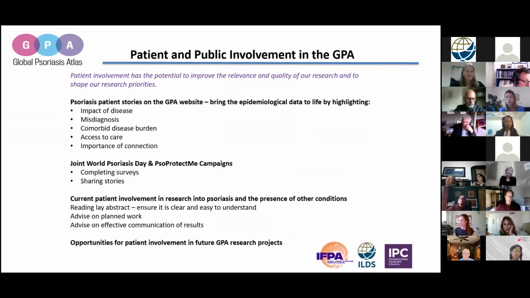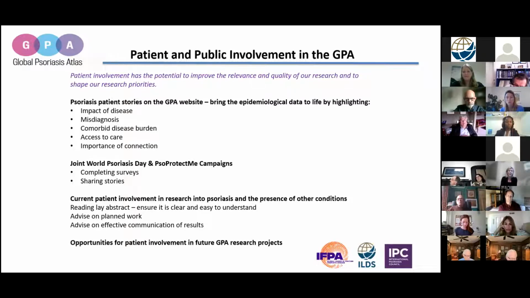Okay, so I think this is really clear that patient involvement has the potential to improve the relevance and quality of our research, and also to shape our research priorities, and that's really important. We have, as I've said, the psoriasis patient stories on the website that are bringing the data to life, highlighting things like impact of disease, misdiagnosis, which we've touched on already, comorbid disease burden, access to care, and the importance of connection. And those are really powerful stories.